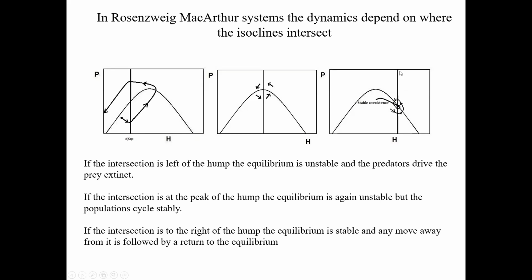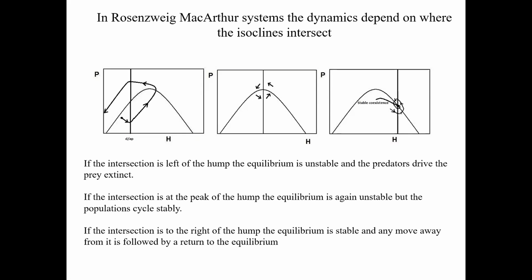Basically, if you have an intersection on the right-hand side of the hump, you spiral back into this equilibrium, regardless of where you start, as long as it's the real world and not some strange universe where you have tremendous changes in the numbers. But for reasonable changes in the numbers, an intersection on the right of the hump gives you stable coexistence. It doesn't just give you an equilibrium. Lotka Volterra models give you an equilibrium, but it's not stable. This is a stable equilibrium.